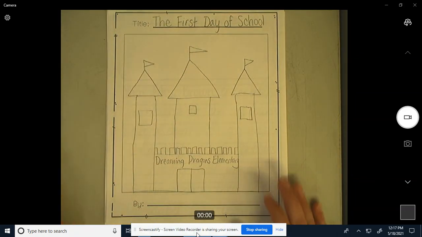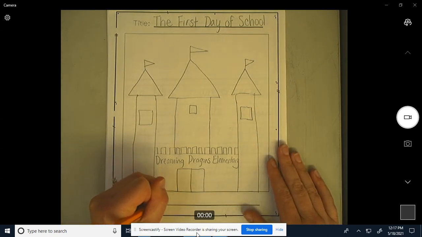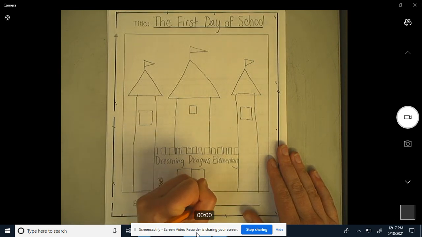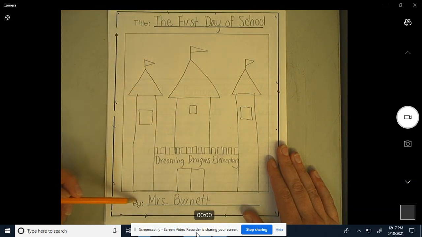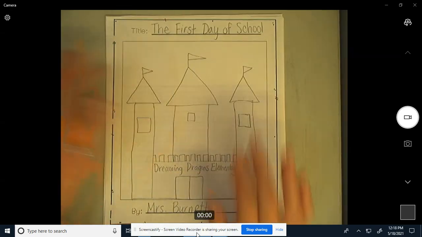And I went ahead and labeled what this is. This is my castle that's in my story, and it's by Mrs. Burnett. You're going to make sure that you have a title at the top, your name, because it's by you, and a picture. And I will color this picture as well so that I have it looking really nice for my title page, just like whenever you look at a book. Okay? Now, that's your first thing that you're going to do.